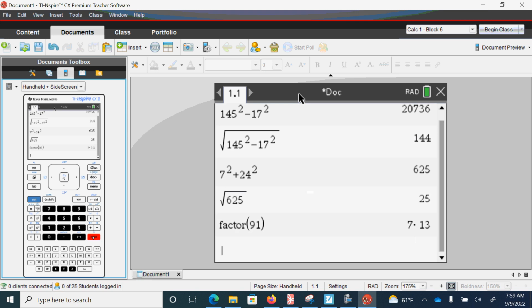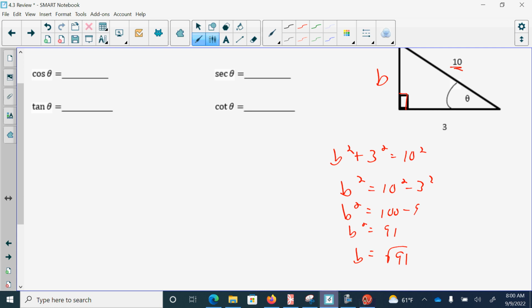Hit enter. And I have 7 times 13, so 91 factors into 7 times 13. The problem is neither of those factors repeat, so I cannot take the square root of either one of them. So I'm just going to go ahead and use the square root of 91 as the square root of 91.